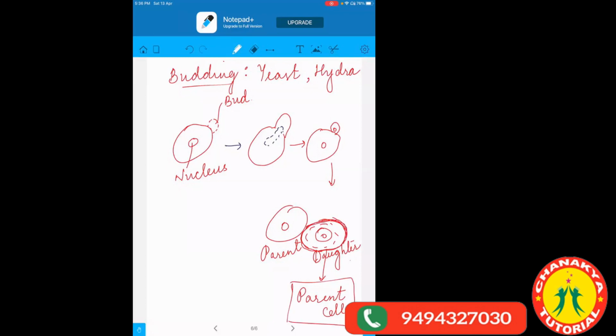Now this daughter cell, which has got all the nutrients and has become mature, will also form a bud. Here this parent cell is forming a bud and this daughter cell is also forming a bud. So like this, they will be doing the process. They form a bud, the nucleus divides into two, then the daughter cells get separated from the parent cell. Once the daughter cells become mature, they start acting like a parent and then they start dividing.